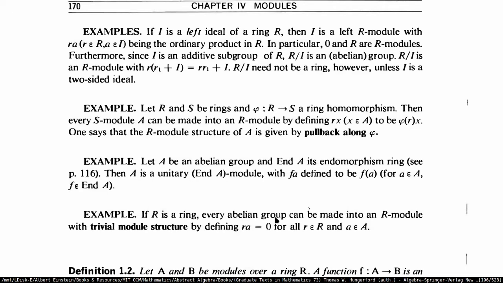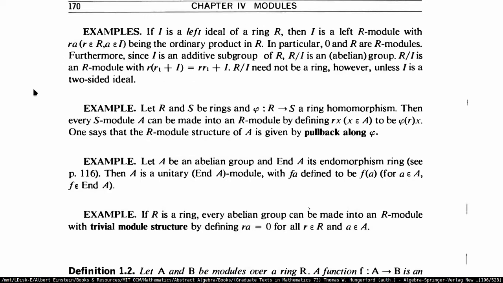Okay, so then you have the trivial module, which is zero itself, and the ring itself. This is kind of similar to the trivial ideals. Remember, the ring itself and the zero are kind of the same. The zero and R are modules.